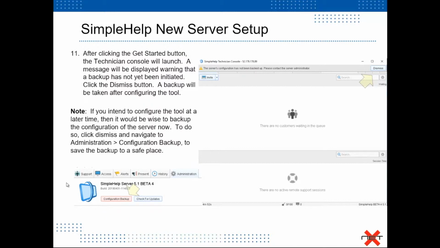Point to note: anytime you make any major configuration changes to the SimpleHelp tool, you would want to go ahead and create a new backup, as obviously that information is saved as a part of your backup. It makes recovery a lot simpler. If you need to recover your server, you just simply reinstall the software. You point to your backup of the configurations, and all of your configurations will then be restored.